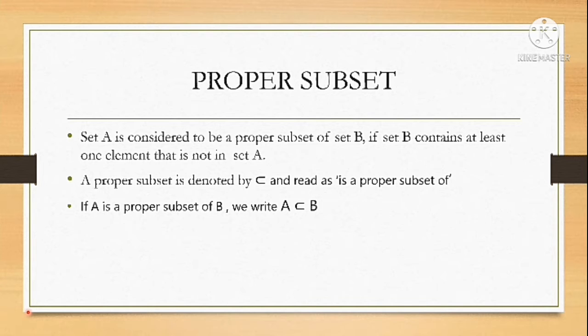Proper subset. Set A is considered to be a proper subset of set B if set B contains at least one element that is not in set A. A proper subset is denoted by this symbol and read as is a proper subset of. If A is a proper subset of B, we write like this.